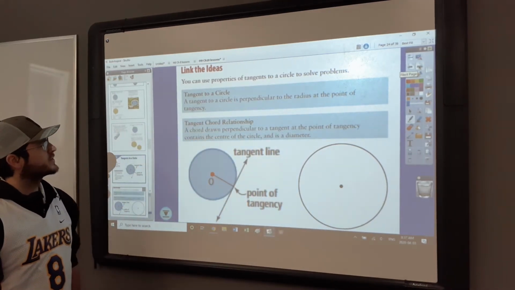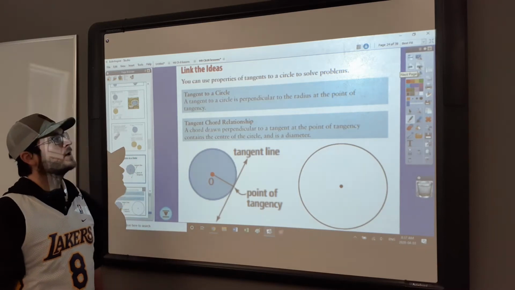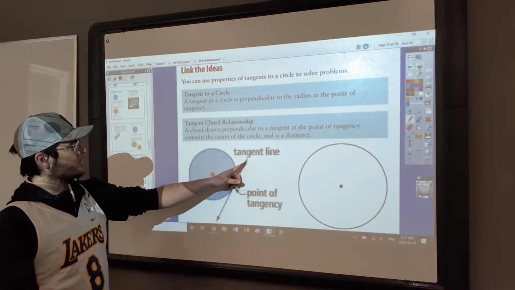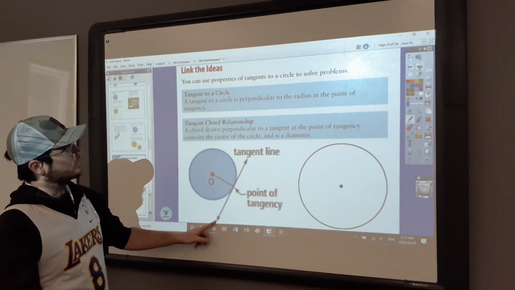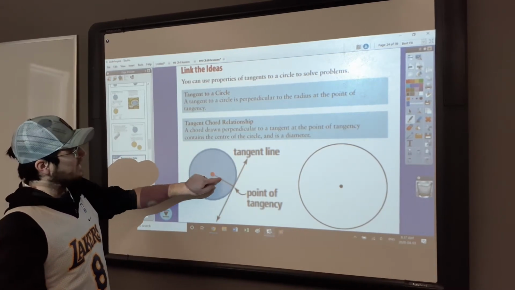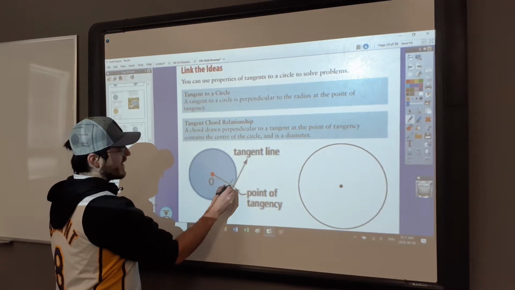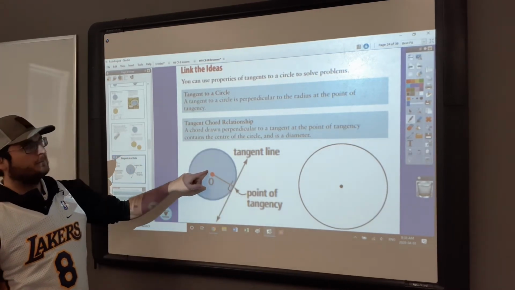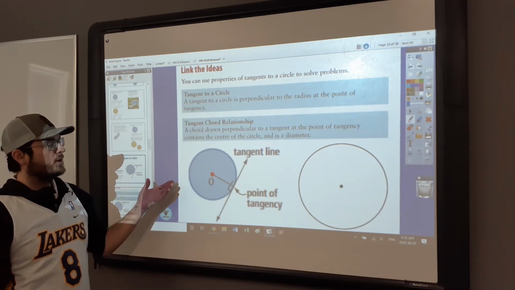So tangent to a circle. A tangent to a circle is perpendicular to the radius at the point of tangency. So in other words, if you take a line that's tangent to a circle, it will be perpendicular. It means it's going to be running at exactly a 90-degree angle to the middle of the circle. Okay, so pretty straightforward rule.